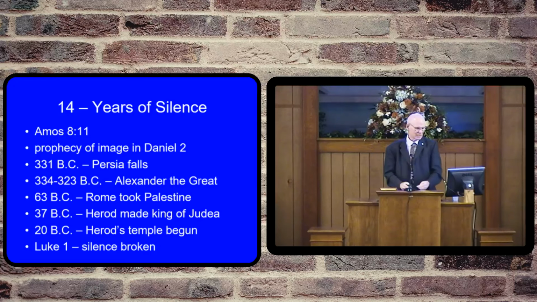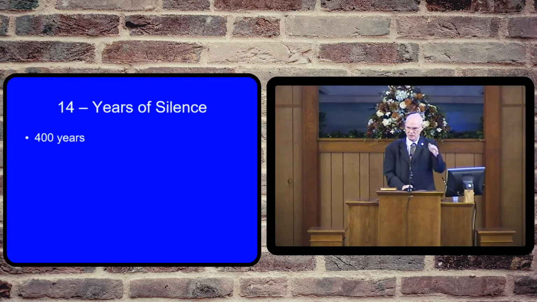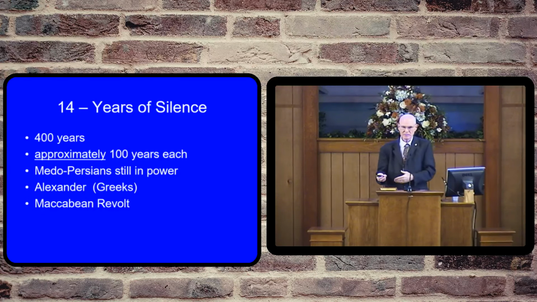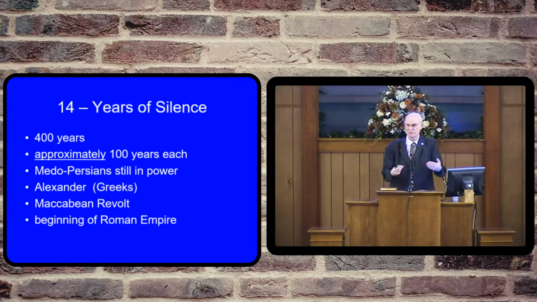A quick way to look at it, and these years are approximate, but again, it gives you something to grab onto. About 100 years each. So during this 400 years, the Medo-Persian kingdom is still in power for about 100 years. The Greeks, roughly 100 years. The Maccabean revolt, about 100 years. And then the beginning of the Roman Empire, 100 years. Not exact, but some rough numbers to help you remember the things that go on during the years of silence.